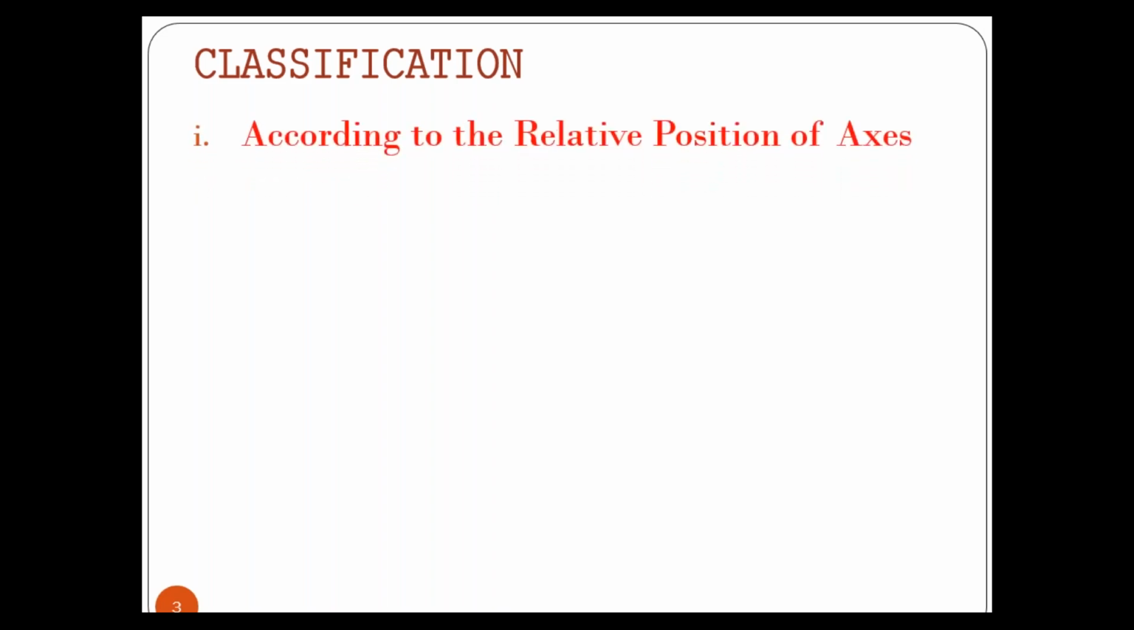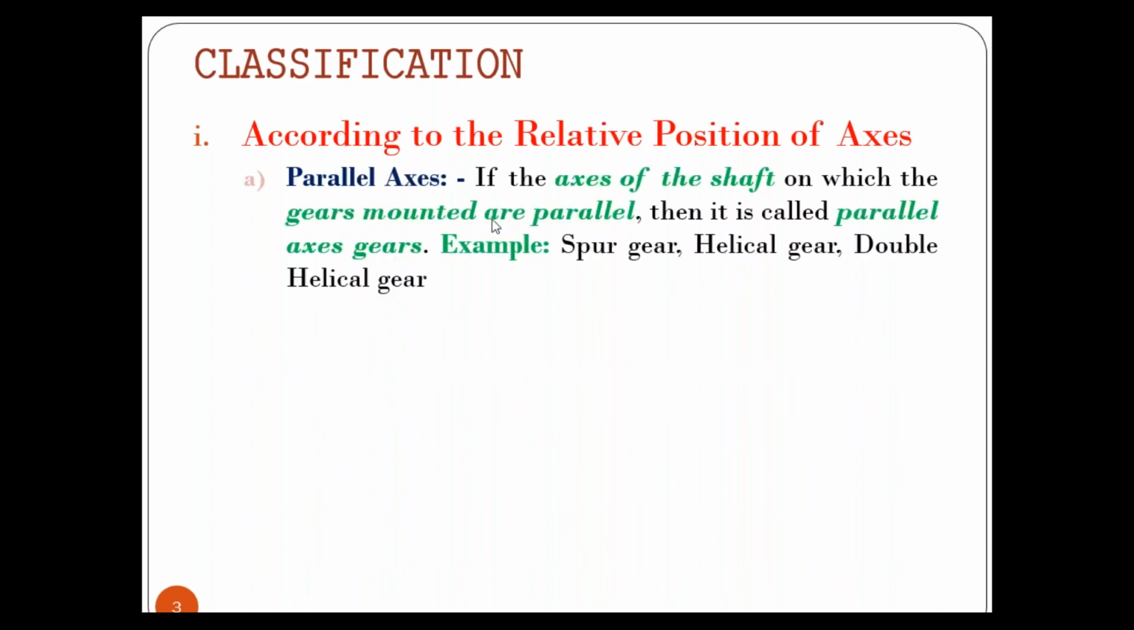So classification, how these gears are classified. First one, according to the relative position of axes. So as the name tells, how the axes are positioned with respect to each other. Based upon that one, it is classified. In that one, first one is parallel axis. So if the axis of the shaft on which the gears mounted are parallel, then it is called parallel axis gears. Example, spur gear, helical gear, double helical gear.